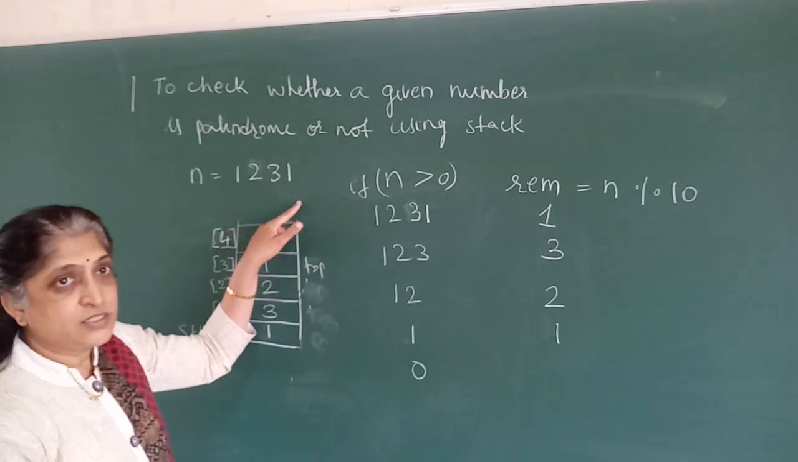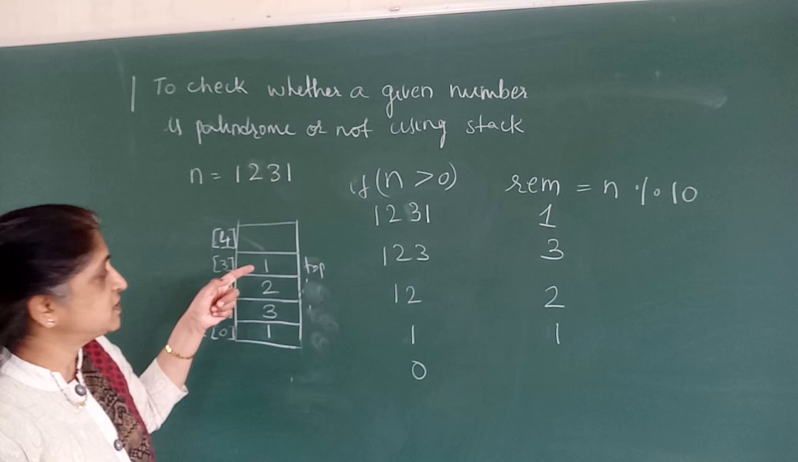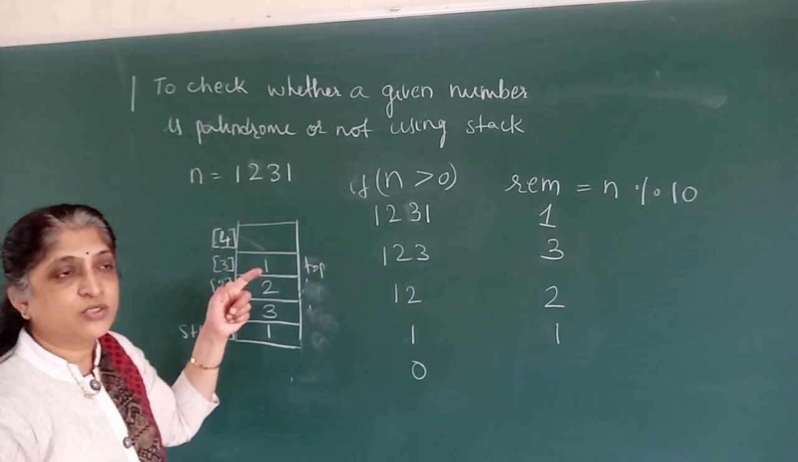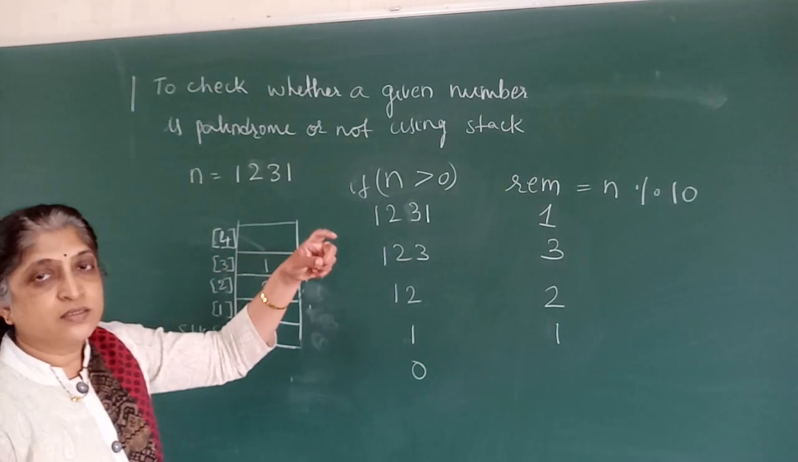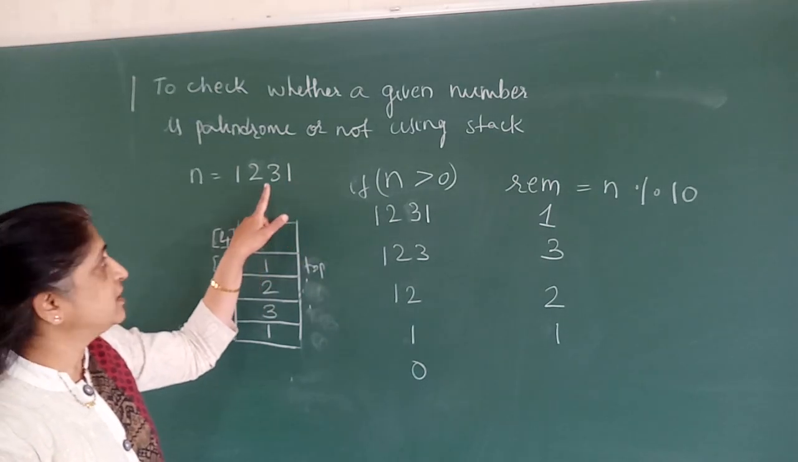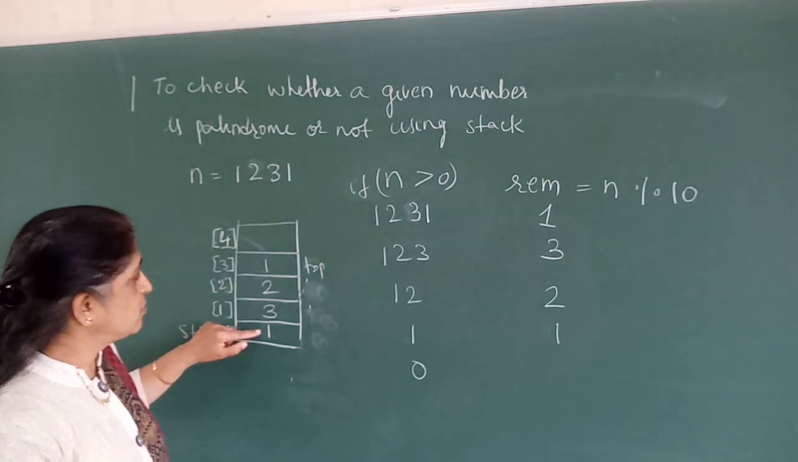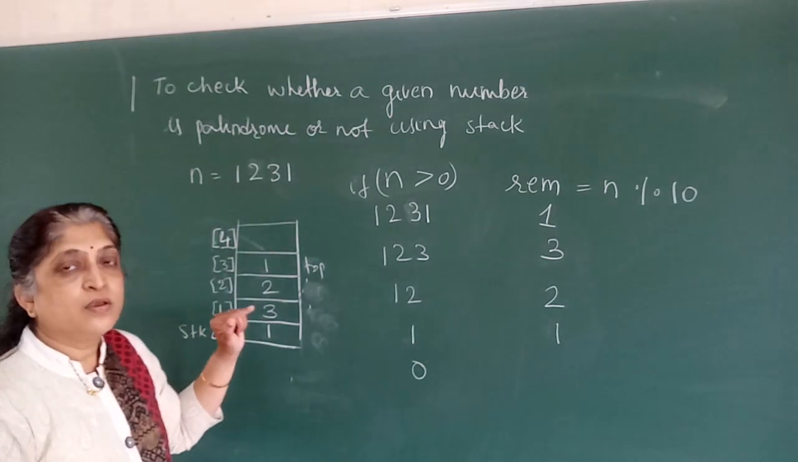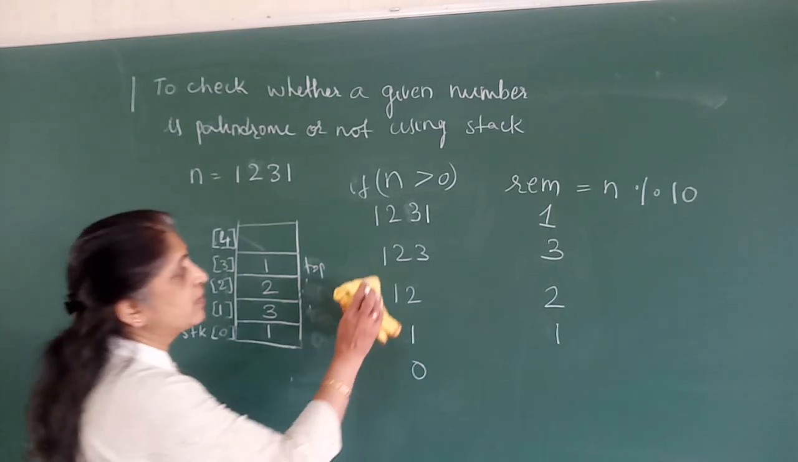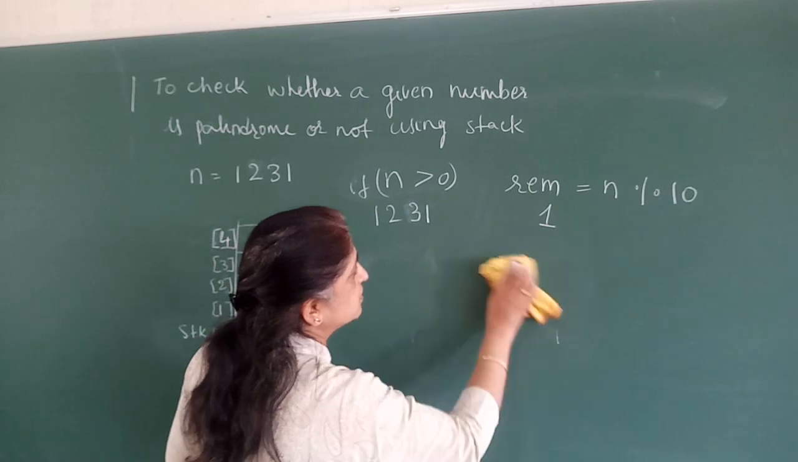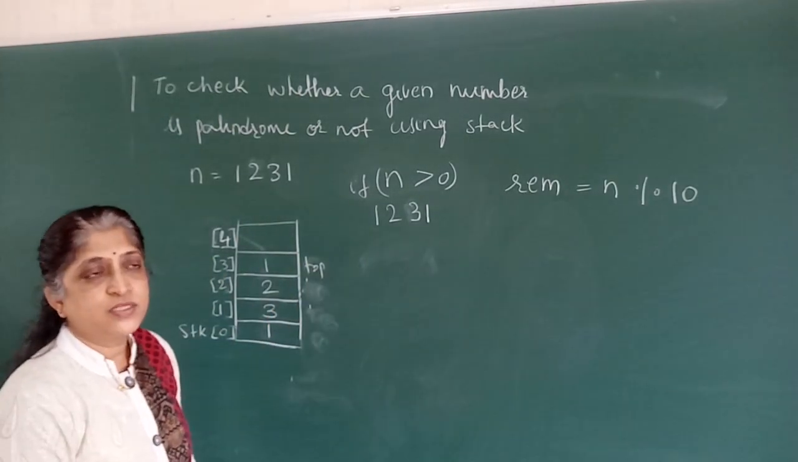We found the digits 1, 2, 3, 1 and we have pushed them to the stack. Of course, first we pushed the digit at the units place, then the digit at the 10th place, 100th place, 1000th place and so on. So we have pushed 1, 3, 2, 1. Now we have to check whether it's a palindrome. Let's see by popping it. So what happens here is, again, top is this, 1231 is my number.